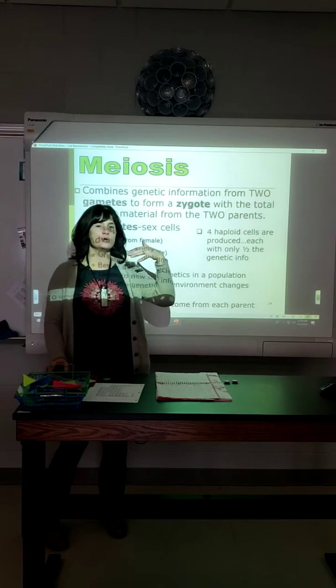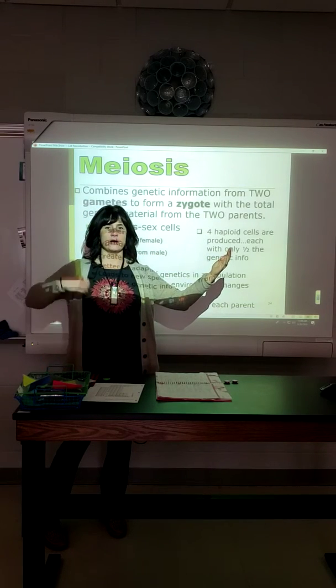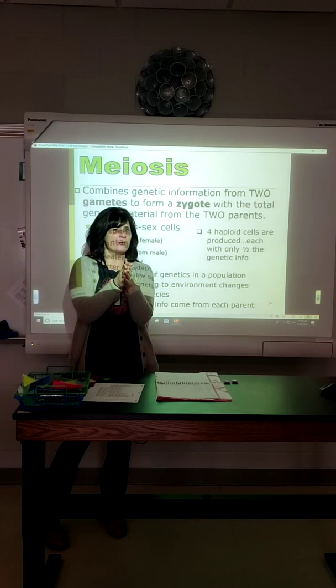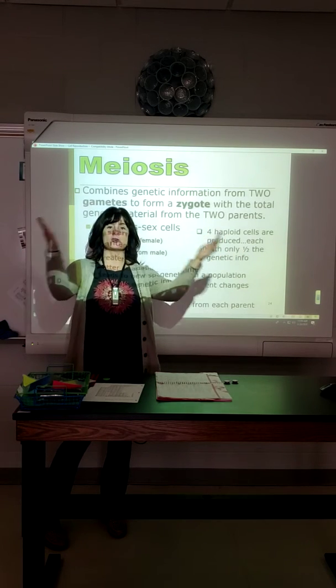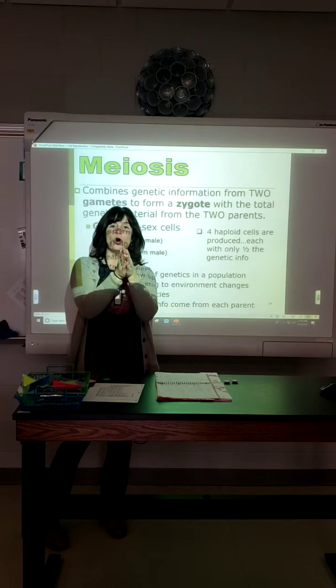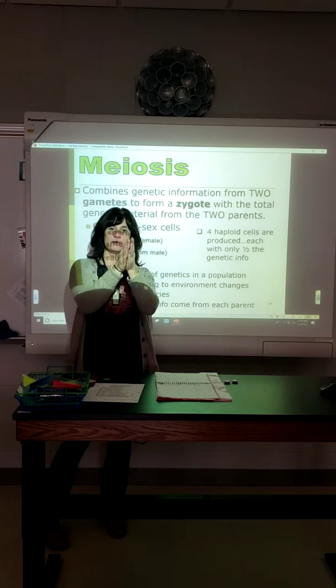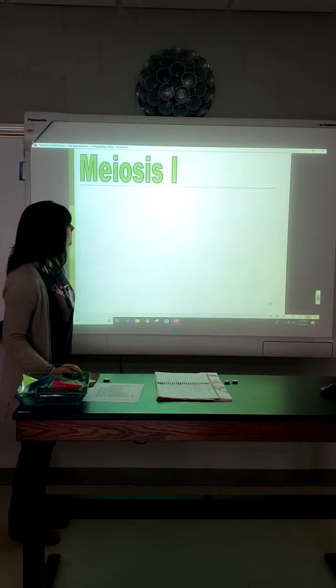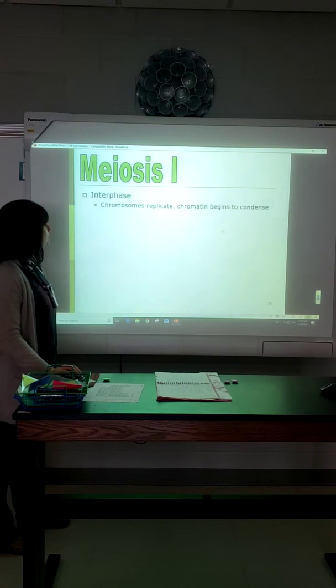And think about it, if you get all the information from one parent and all the information from the other, you'd end up with double the information, and you don't need that. You only need half from one, half from the other, so when it comes together, you have all the information. Half and half makes a whole. Okay? All right, so meiosis.